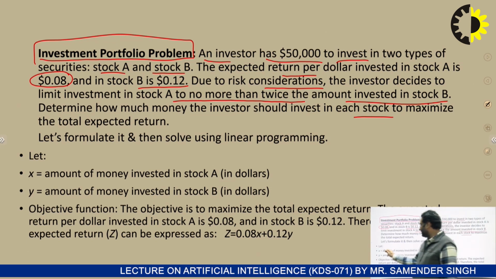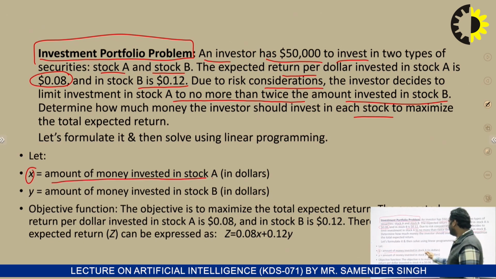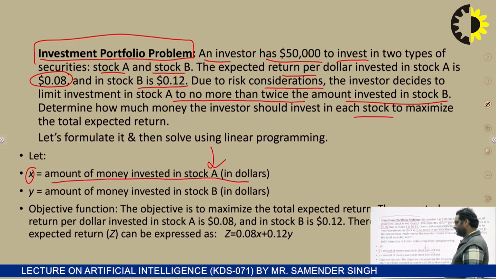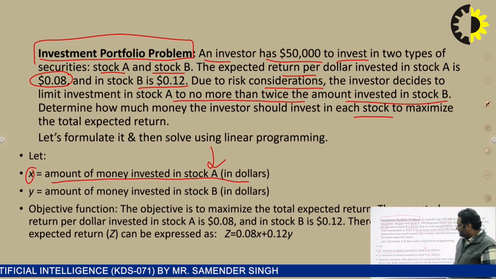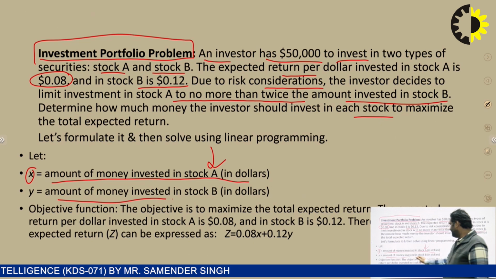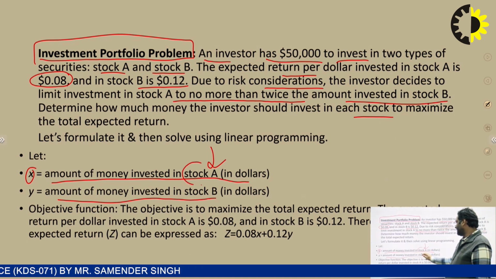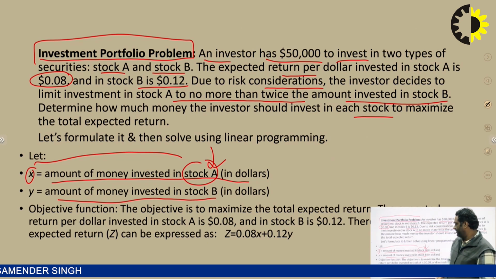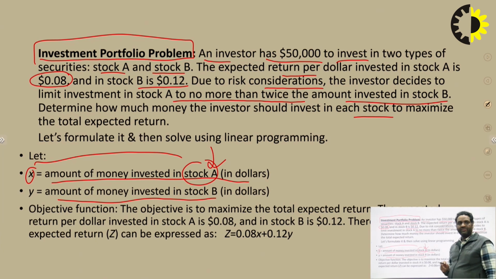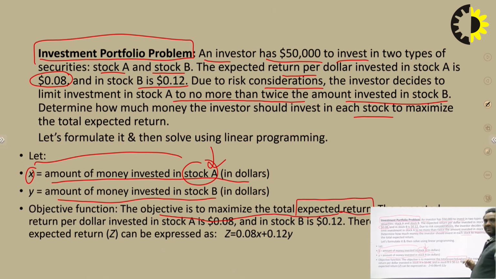First is x and y. What is x? Amount of money invested in stock A. Definitely it will be in dollars, and the same for the amount of money invested in B. So stock A is represented by x and stock B is represented by y. These are our two decision variables. Now the next thing is to find the objective function. The objective is to maximize the total expected return, profit.